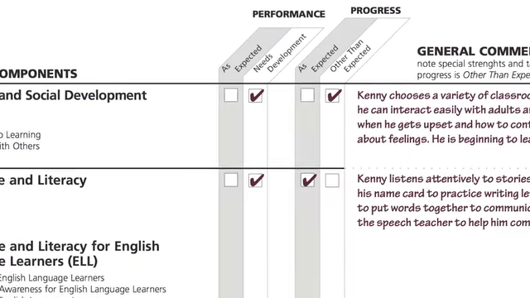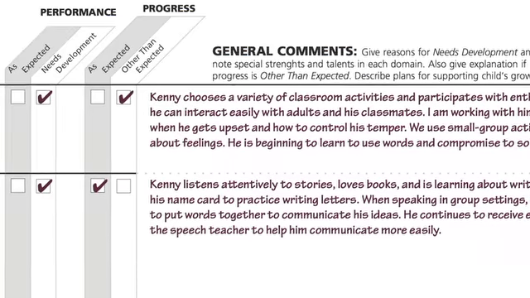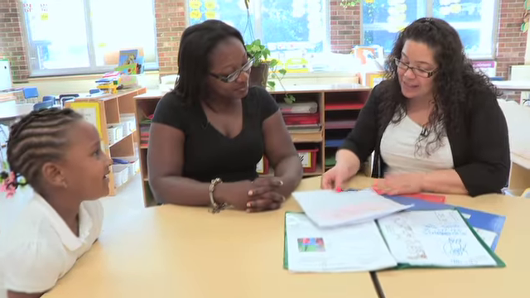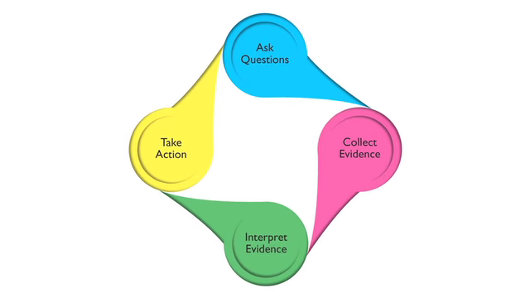Another way teachers take action is to use their final ratings on the checklist to complete summary reports and prepare for conferences with families. Teachers use all four steps of the assessment cycle during each reporting period.